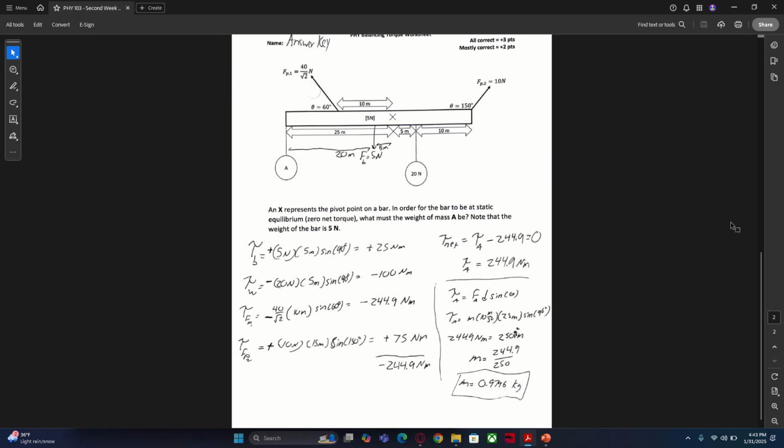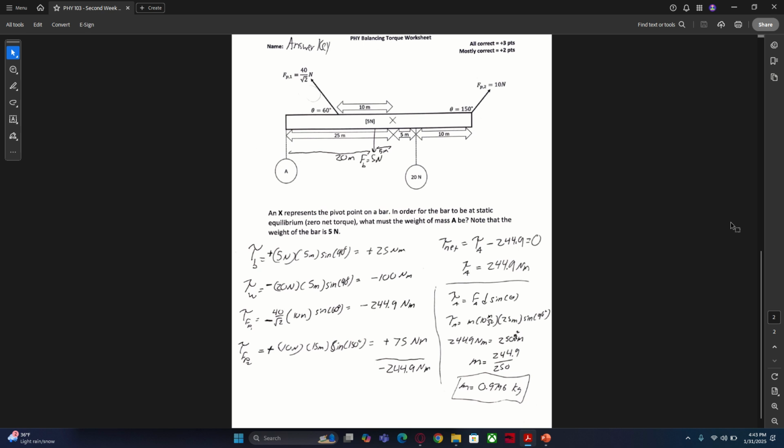Now, for the next part, this is going to be torque. So instead of thinking of translational motion along some axis, this will be rotational motion along some rotational axis.